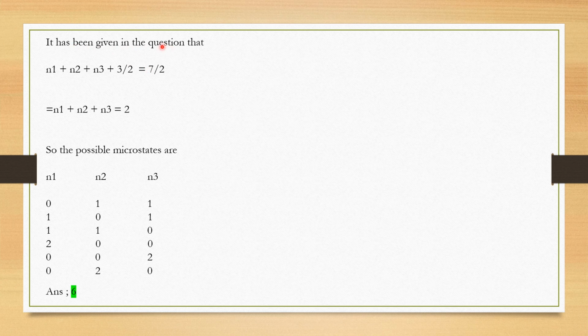It has been given in the question that (n1 + n2 + n3 + 3/2) h cross omega is equal to 7/2 h cross omega. So here we can write it as n1 + n2 + n3 + 3/2 = 7/2. By solving this we can find that n1 + n2 + n3 = 2. So the possible microstates (n1, n2, n3) are 0,1,1; 1,0,1; 1,1,0; 2,0,0; 0,0,2 and 0,2,0. So these are the possible combinations or possible microstates for this corresponding energy. So the answer will be 6.